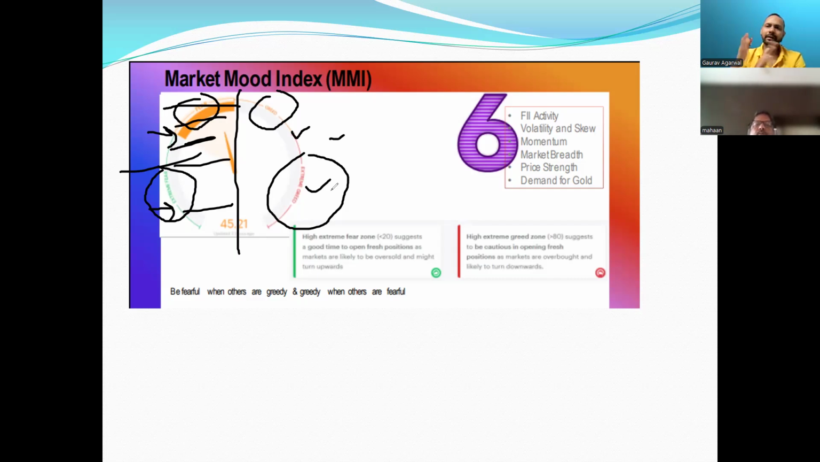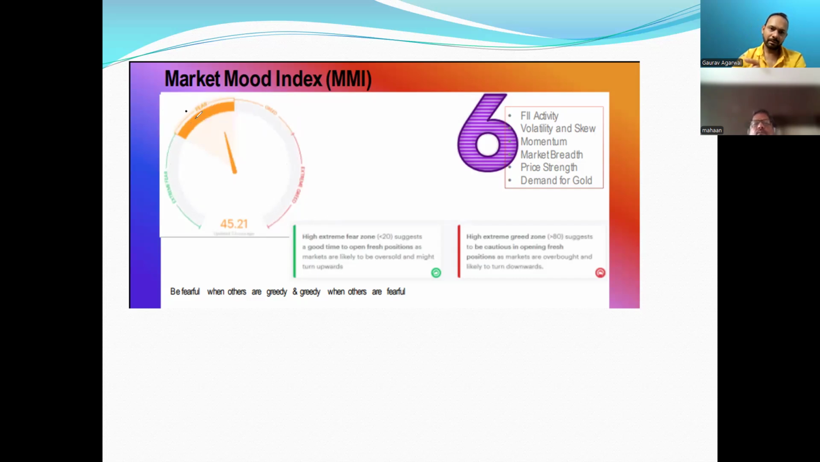Okay, so this is how the market mood index is decided. There are some investors and traders who have big capital. They plan to use only this, right? So whenever the market comes under fear and extreme fear, they come into the market. They will make investments and then they will go.